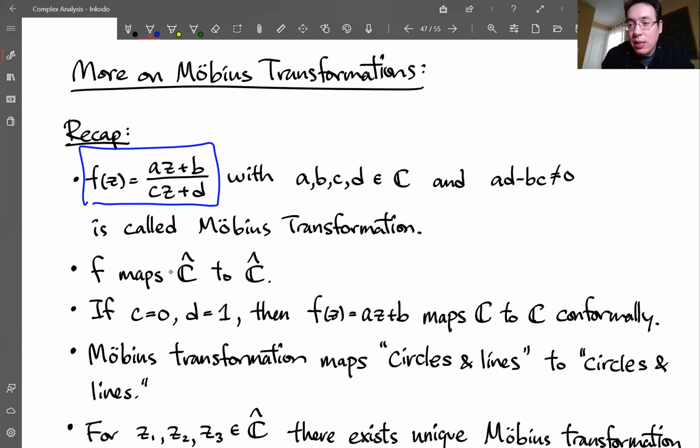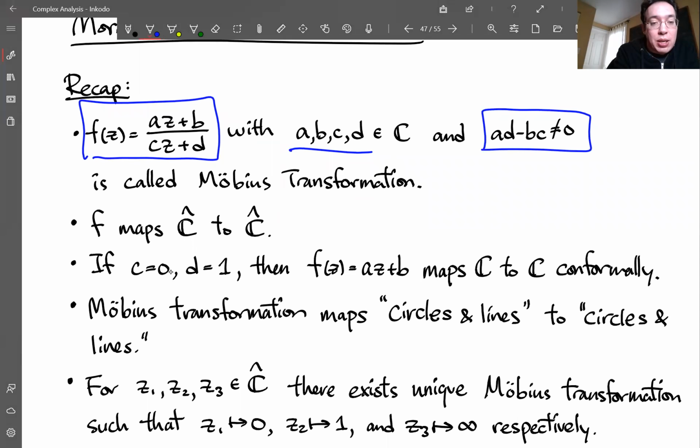It's a fraction of two linear functions with coefficients a, b, c, d, complex numbers. They're chosen so that ad minus bc is non-zero. That is to ensure that the Mobius transformation is not just a constant function. We learned that a Mobius transformation maps the extended complex plane to the extended complex plane.